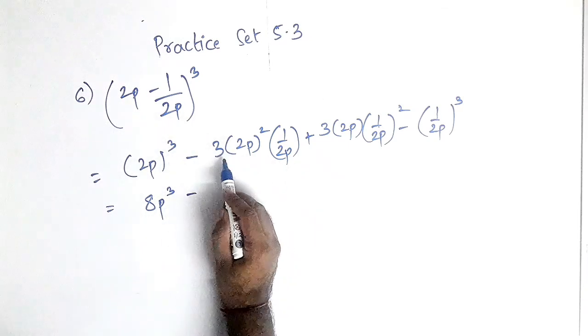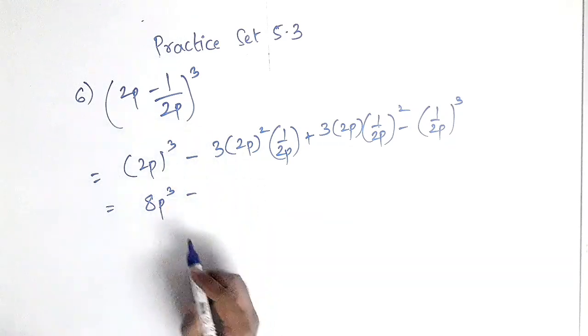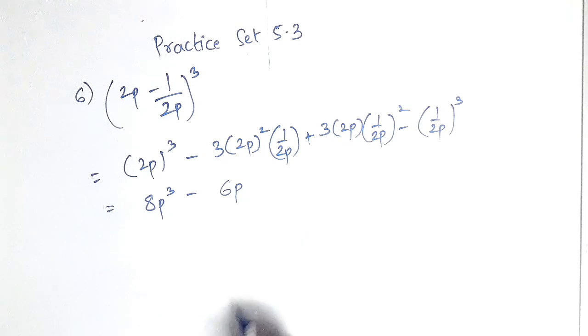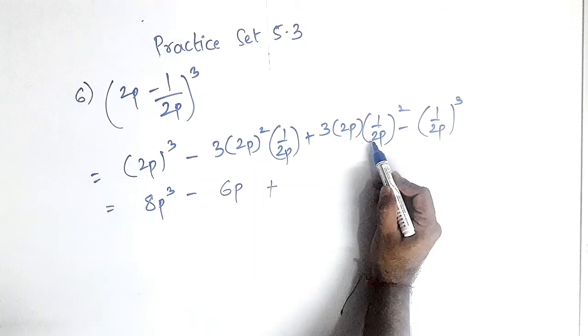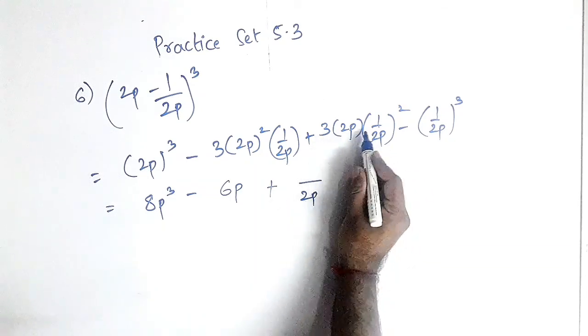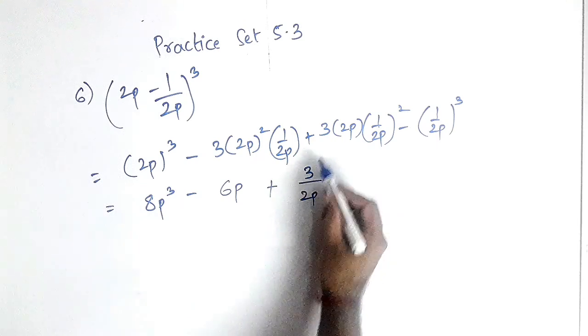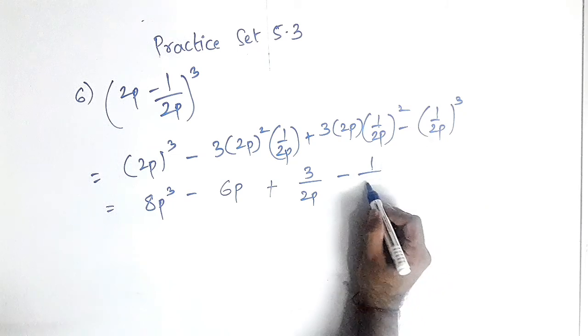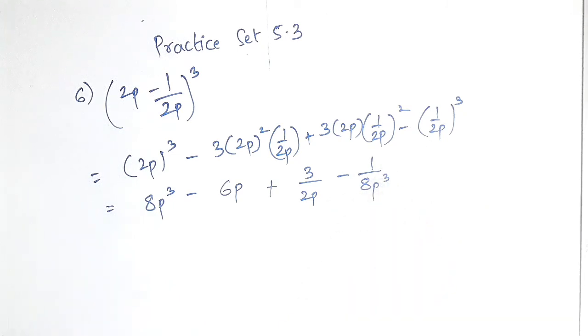Are you getting? So we'll multiply 3 with 1 time 2p, so it will become 6p. Okay, rest 1 2p and 1 2p will get cancelled. Plus here also 1 2p and 1 2p will get cancelled. 1 2p will be in the denominator, correct? What remains is the numerator is 3. 3 into 1 is 3, minus 1 cube is 1, 2p cube is 8p cube. Okay, so this is your answer for sixth one. Okay, let us move on to seventh one.